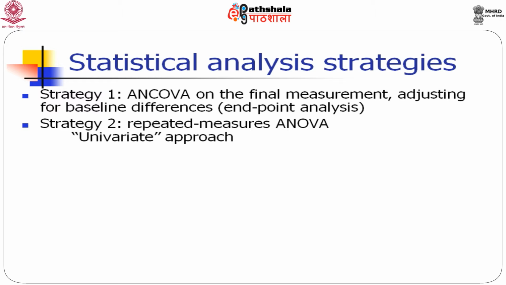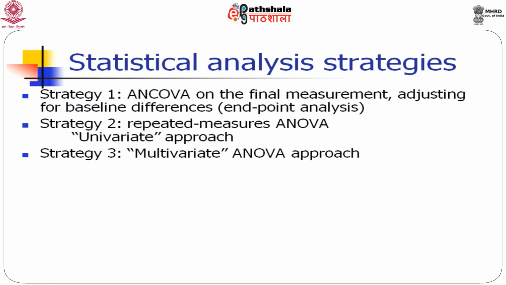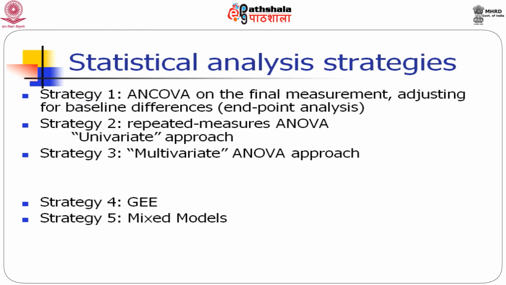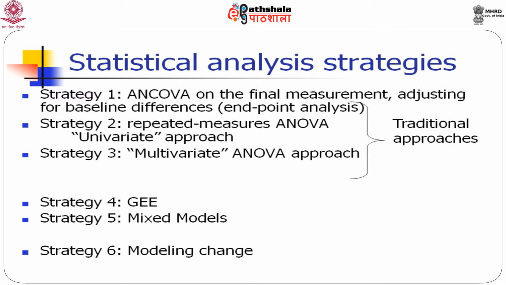Then this is the analysis of covariance, and the second strategy is where analysis of variance can be applied, but a little bit different, with repeated measures. I will explain what repeated measures analysis of variance is. Strategy 3 is the multivariate ANOVA approach, which may be beyond the limitation at this stage. We may consider it later on. Strategy 4 is the most current approach, generalized estimating equation. Strategy 5 is the mixed model, which is a very prominent, very recent approach. And strategy 6 is modeling change. It's not the changing model, it's modeling change. We will take up some of these, not all, because of the time constraints. So this is the traditional approach, these are the newer approaches, and this is the most recent approach that we are going to consider.